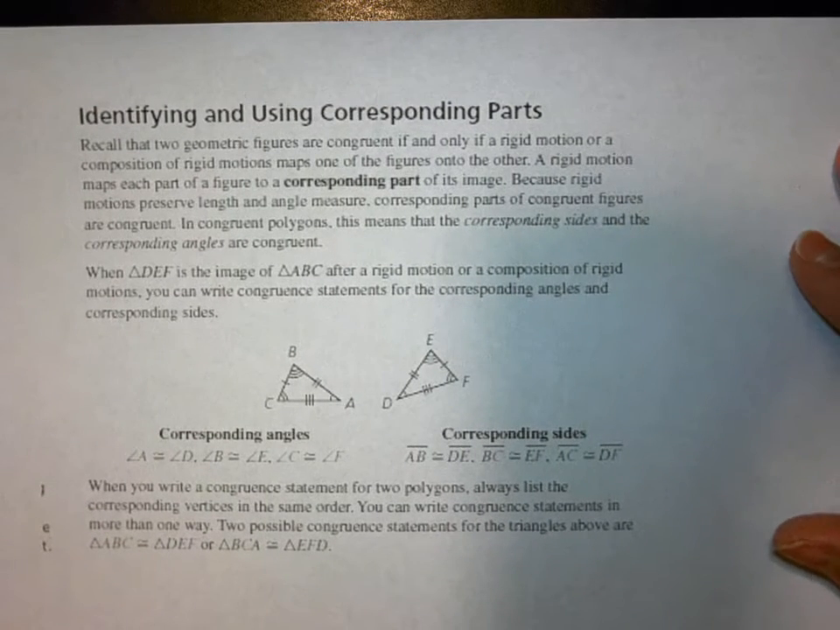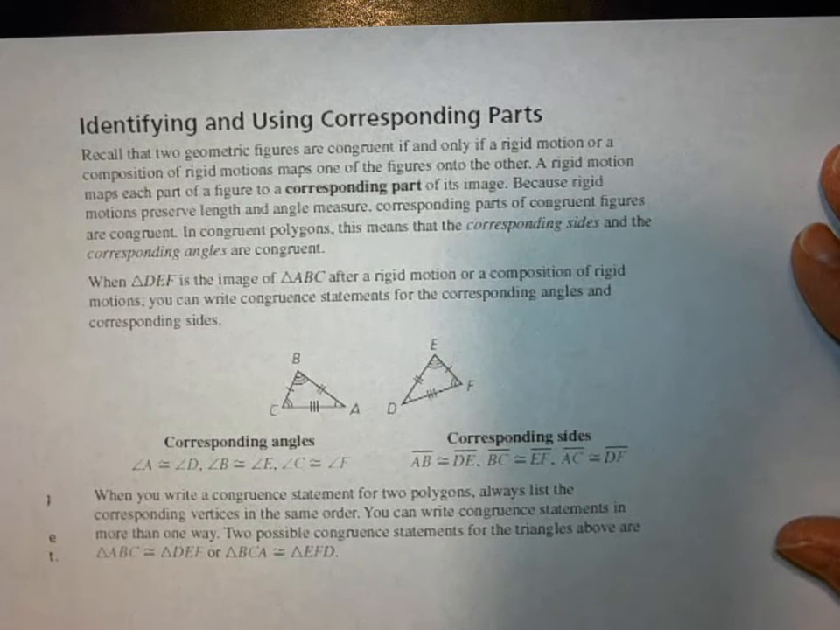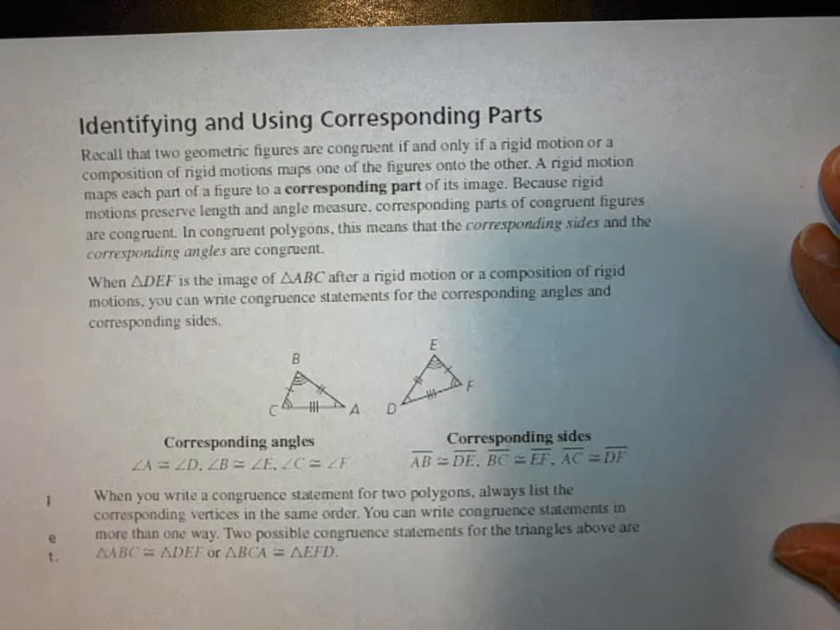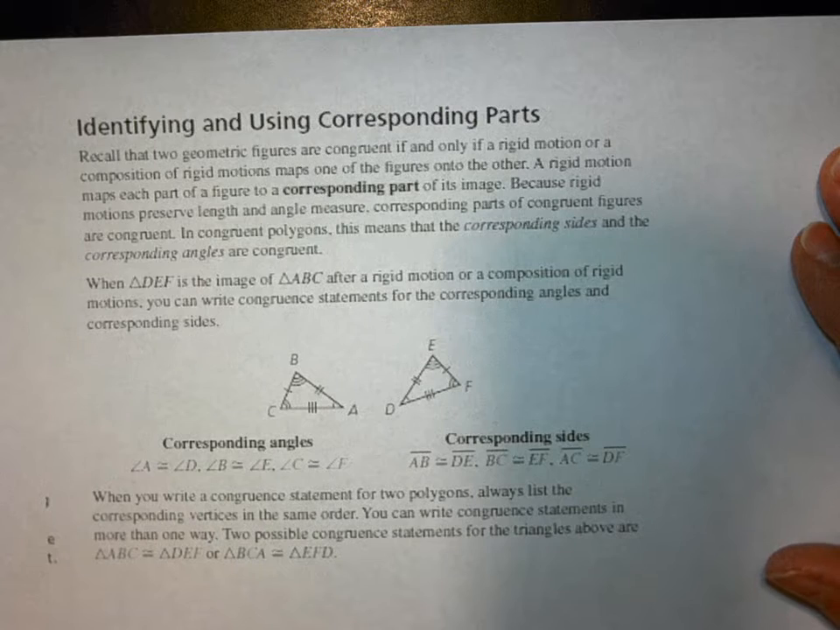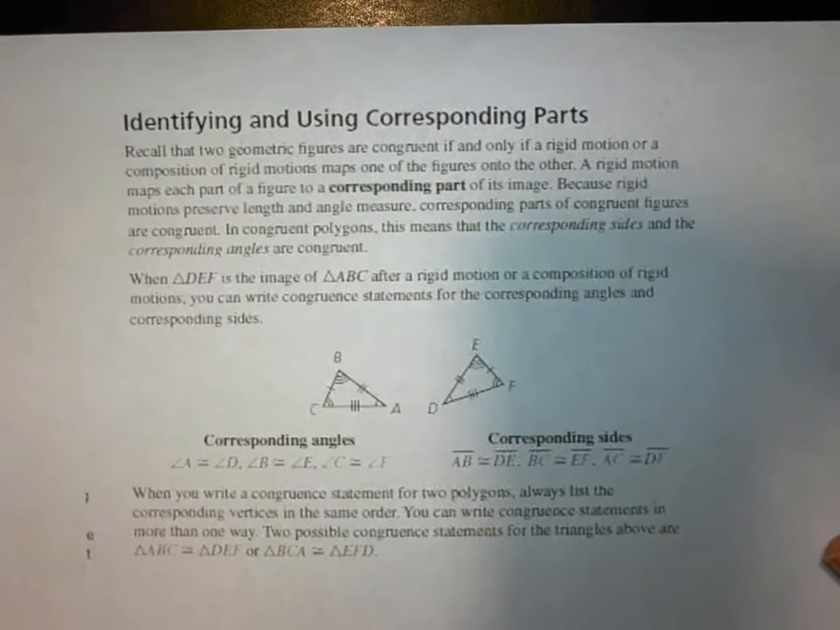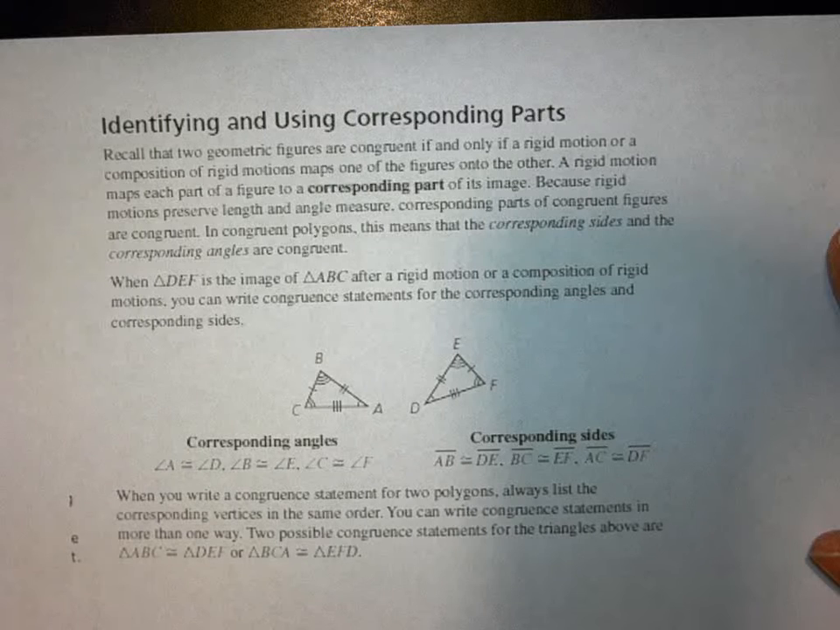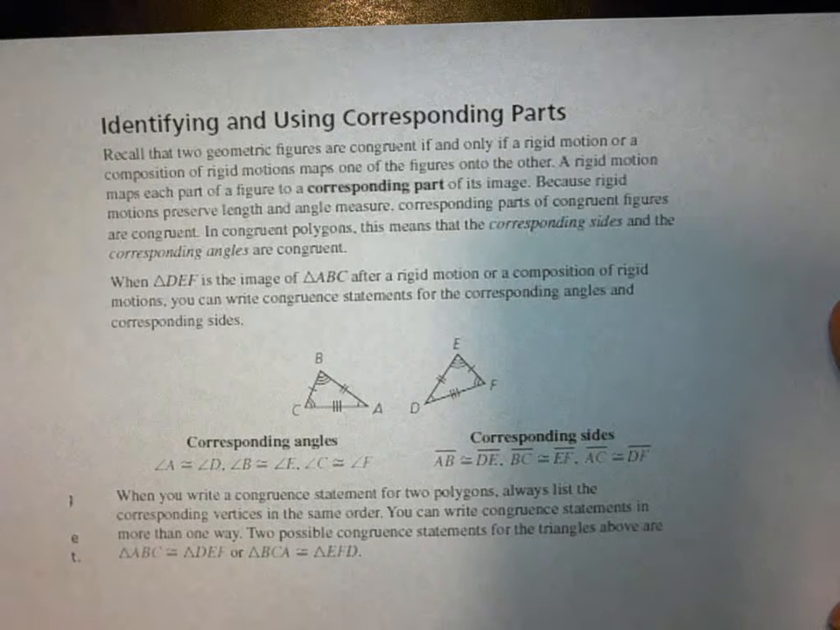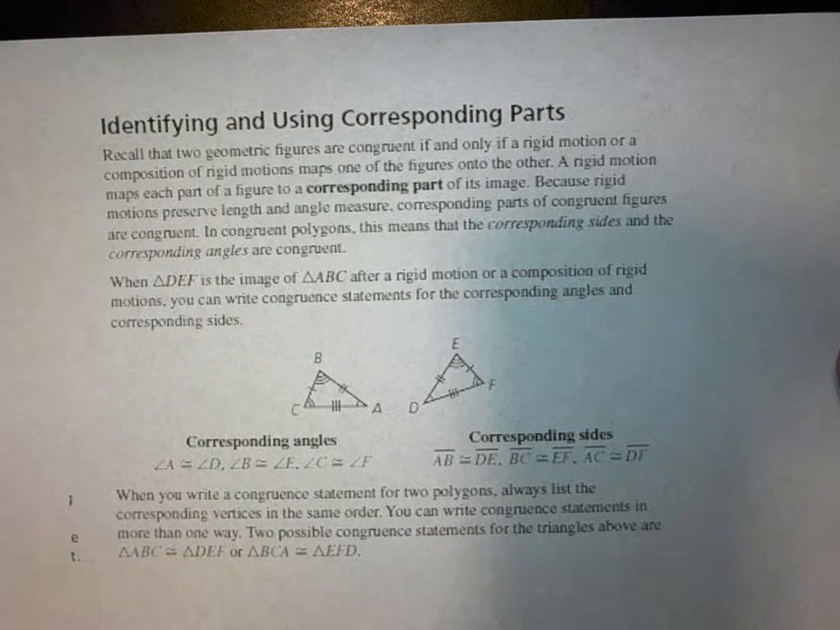It says, remember that two geometric figures are congruent if and only if a rigid motion or a composition of rigid motions maps one of the figures onto the other. So if you think about chapter 4, when we moved one triangle by rotating or reflecting or translating, we ended up with two congruent figures. And remember, those two congruent figures, the angles were still congruent, the sides were still congruent. That's a rigid motion. So the rigid motion keeps the length and the angles the same, but then you have the corresponding parts of those figures that are going to match up.